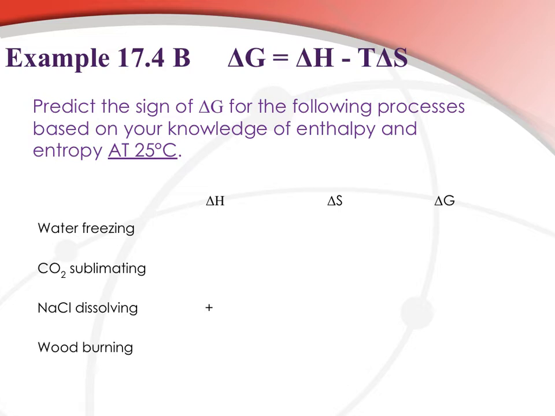So now we want to make some predictive signs for these following properties. Water freezing, that's water going from a liquid to a solid state. Energy has to be lost. That is an exothermic process. It is also becoming more ordered, so that's a negative process also. The entropy is going down.